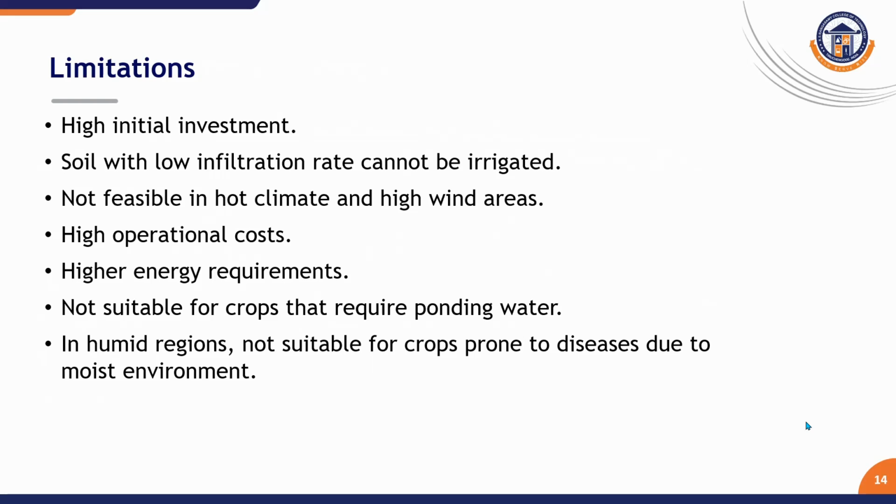The limitations of sprinkler irrigation: high initial investment. Soil with low infiltration rate cannot be irrigated. Not feasible in hot climate and high wind areas. It has high operational cost and high energy requirements. It is not suitable for crops that require standing water. In humid regions, it is not suitable for crops prone to disease due to a moist environment.